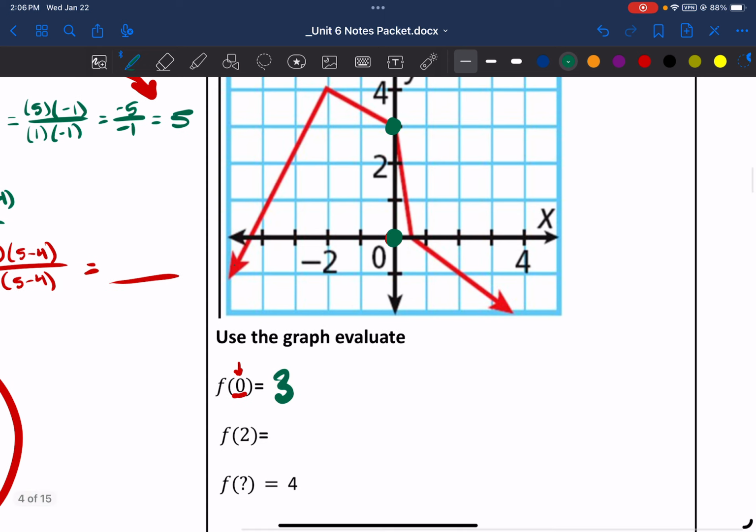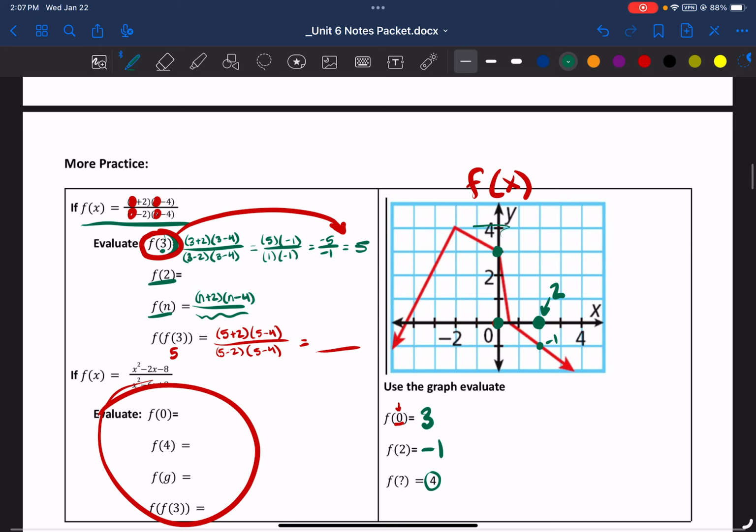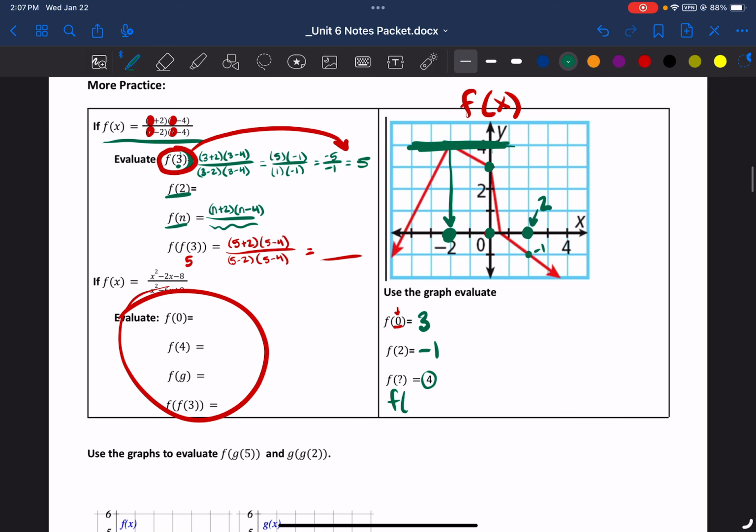Okay, when x is 2, that's right here. This is 2. Where's the function? Negative 1. Where is our function at positive 4? Right there. Positive 4, where? At f of negative 2.